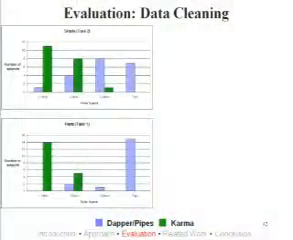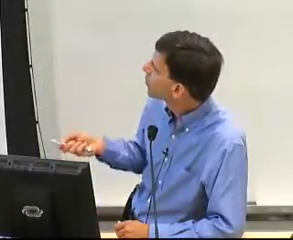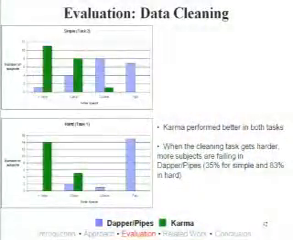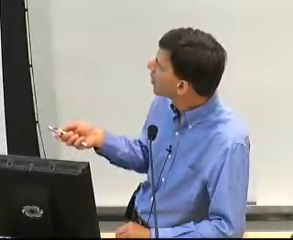Then we get to the data cleaning step here, and again we see that there are only 2 tasks we had data cleaning, and you can see Karma is doing better than Rattapoom pipes here. And in particular, as the task gets harder, more subjects are failing in the Rattapoom pipes, right? So in this task we're getting about 35% are failing, and here we're getting 83% that are actually failing on the cleaning task.